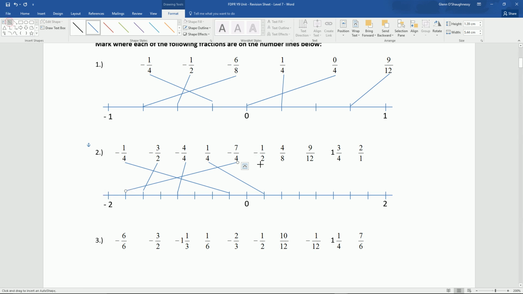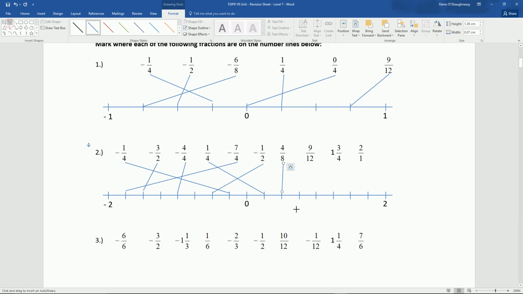All right, negative a half. No, ooh, I got tricked, didn't I? I thought that was negative 1, so I shouldn't get tricked. That's negative a half because that's negative 1. That's negative 2. All right, 4/8. Okay, so I can change that to 2/4, or it's just a half, isn't it? So a half goes there. 0, half, 1, 1.5, 2.